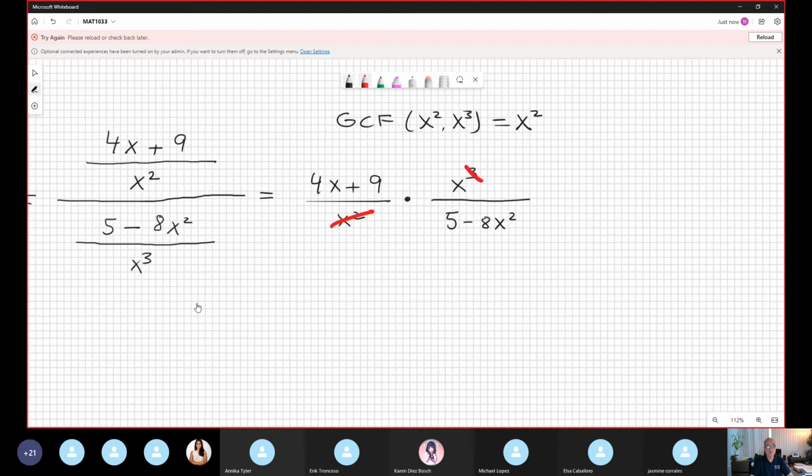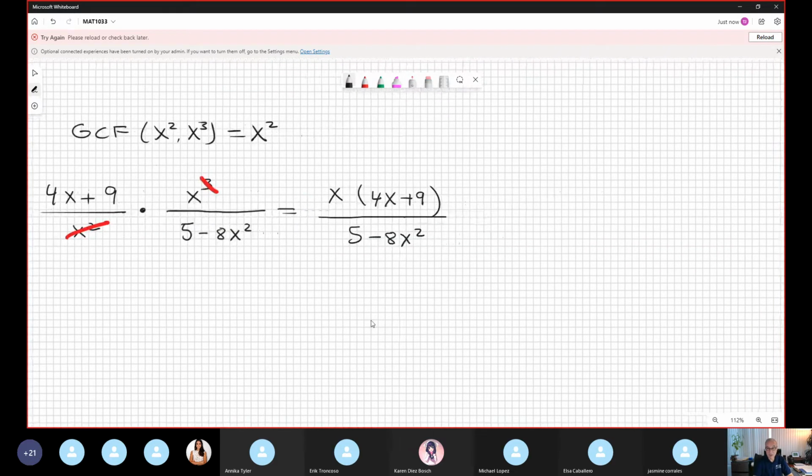The answer is x times 4x minus 9, sorry, plus 9, divided by 5 minus 8x squared. In this case, we cannot do anything because it's a difference of squares, no. The 5 is not a perfect square. Okay, there's one possibility that the answer is this.